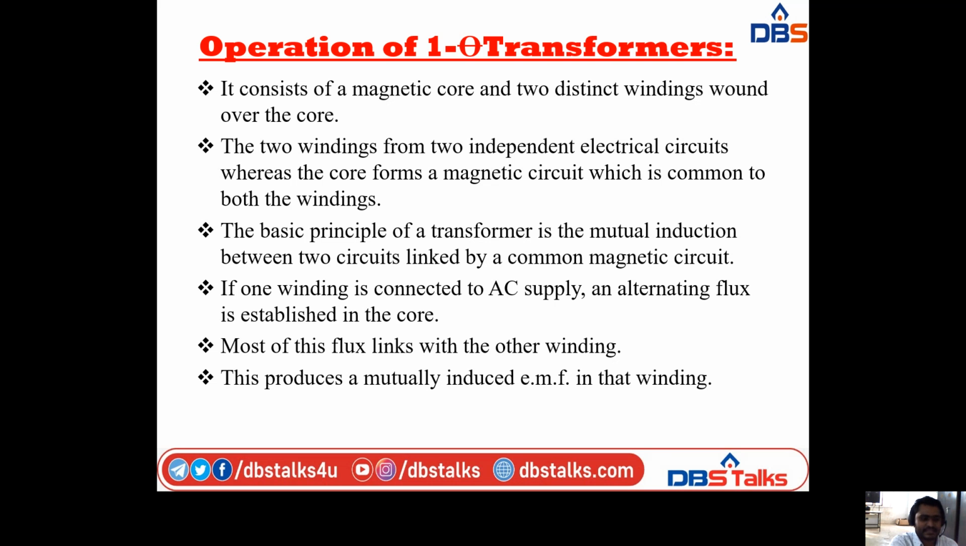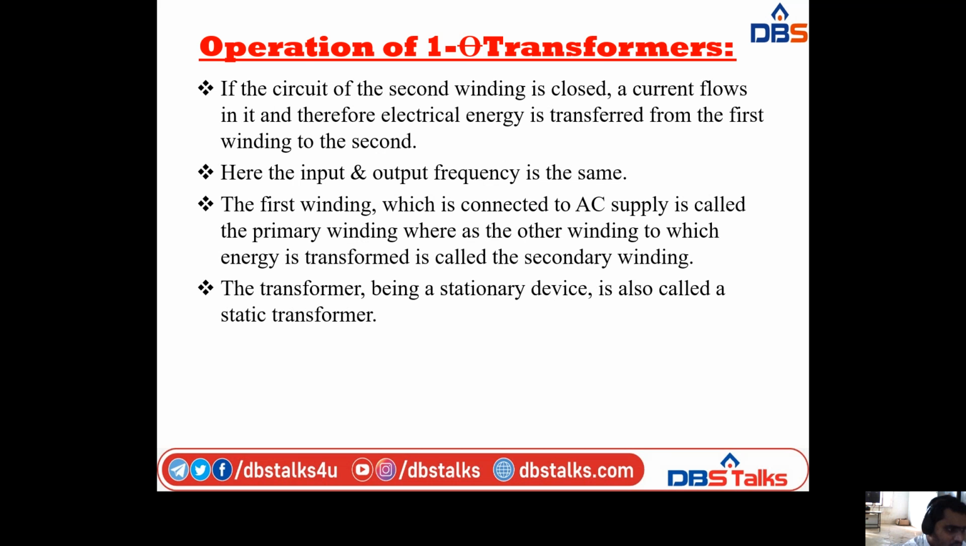So these are all valid in the working principle of a transformer, and repeating those things in the operation of the transformer, both are the same. If the circuit of the secondary winding is closed, that is, when it is connected to the load, a current flows in it, and therefore electrical energy is transferred from the primary winding to the secondary. Hence the input and output frequency is the same. There is no difference in the frequency.